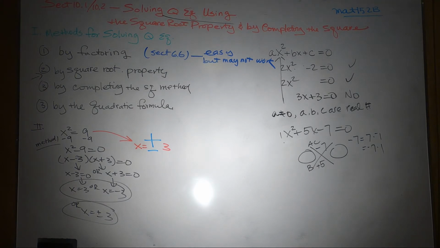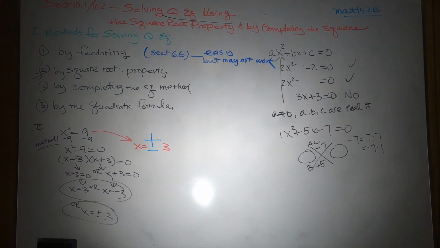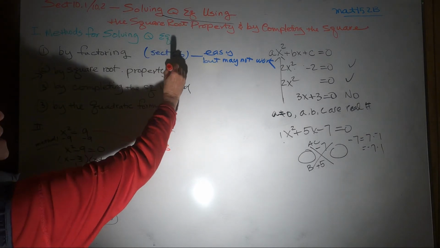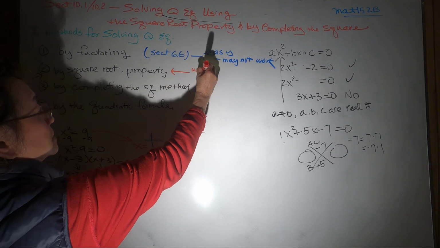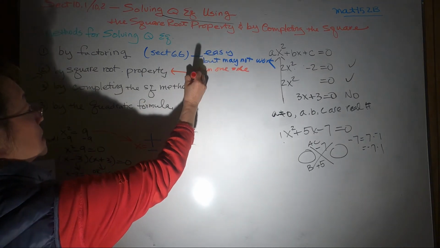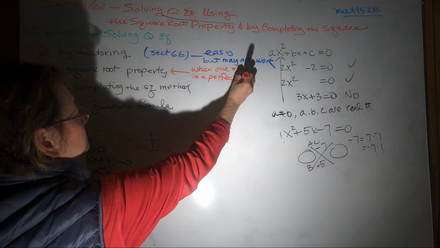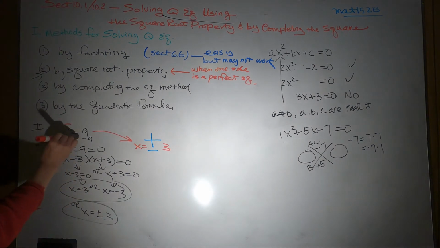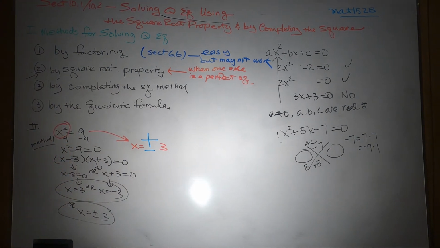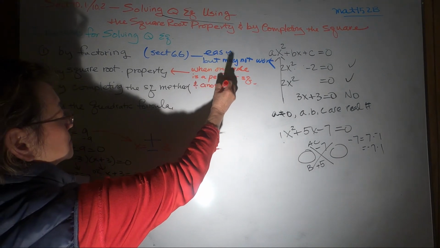So when do we use the square root property? Look at that. It means when one side is a perfect square, and the other side is what?